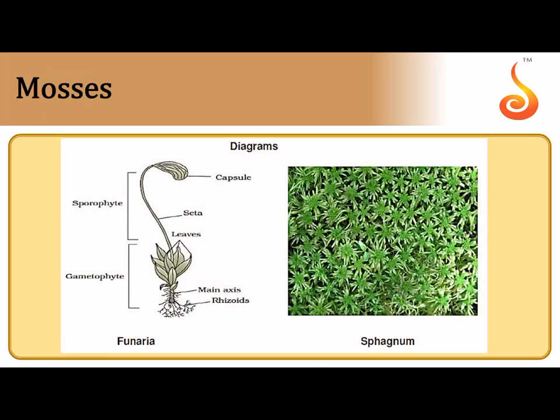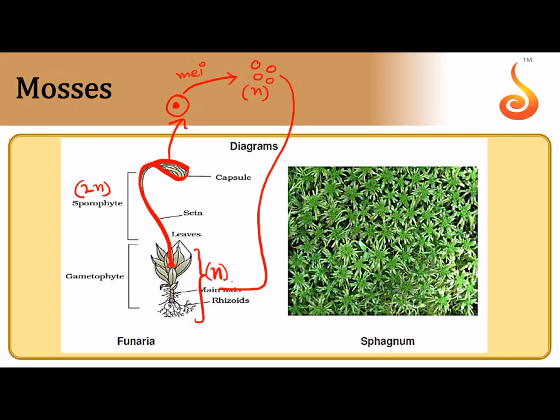And mosses I already discussed. See, this is the capsule. This is the sporophyte. I told you there is a stalk and a seta, or a stalk and a foot, through which it is attached to this leafy gametophyte. Gametophyte is haploid, sporophyte is diploid. Correct? And inside this I told you there are spore mother cells which undergo meiosis to produce haploid spores. When the haploid spores fall on a suitable substratum, they germinate into the adult, the dominant phase in the life cycle, which is referred to as the gametophyte.